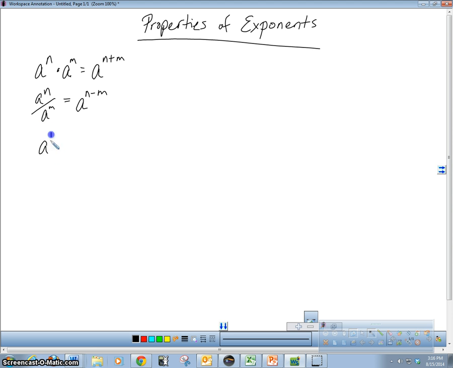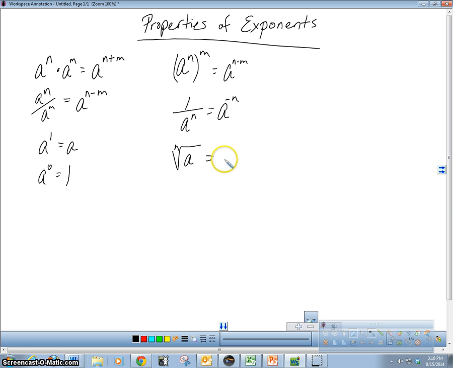Coming out of this, a to the 1 is just going to give us a. So anything raised to the 1 power is just itself. Anything raised to the 0 power is going to be 1. A to the n raised to the m. So if I raise a power to a power, I'm going to multiply the powers. Then if I have a fraction and my power is in the denominator, you can move it up as a negative power, so a to the negative n. And finally, the nth root of a number can be written as a fractional power, 1 over n.